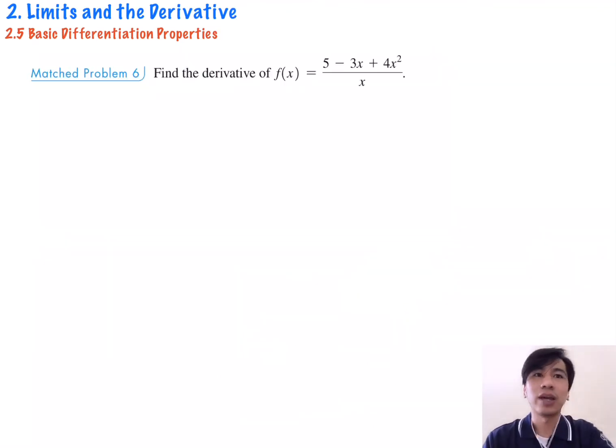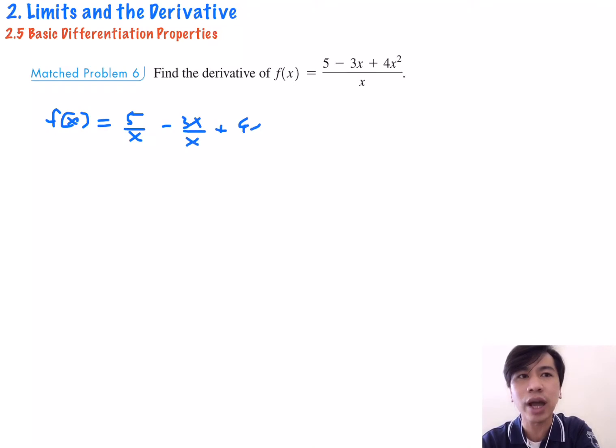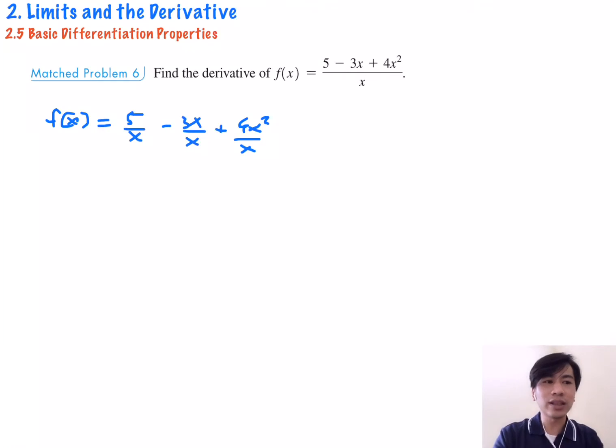Okay, now it will be useful if we are told to find this kind of derivative. Find this one, (5 minus 3x plus 4x squared) divided by x. So what we need to do is put it as f of x equal to 5 over x minus 3x over x plus 4x squared over x. Now you don't need the quotient rule to solve this one. You can, but you will get the same result. Quotient rule, by the way, you are going to have it in chapter 3.